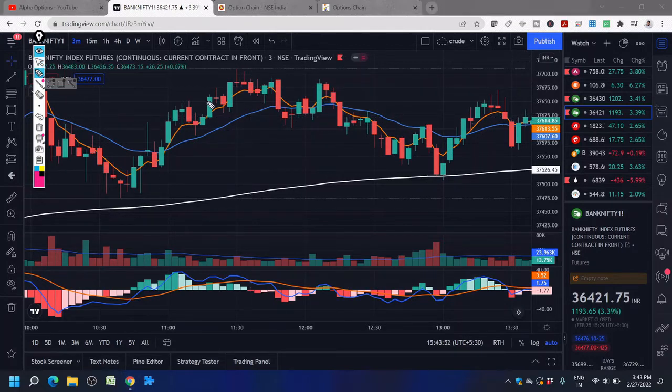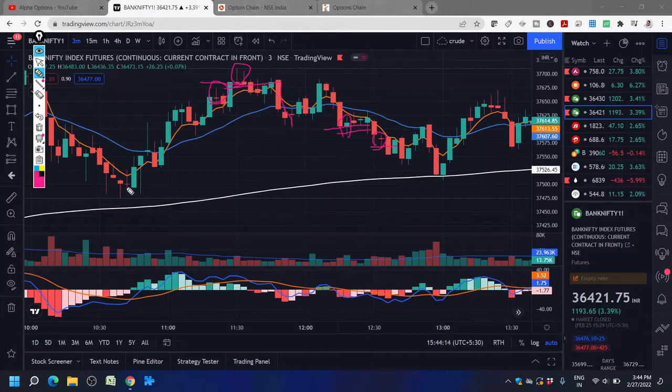See this? This is a fake entry, your stop loss is hit. This is a decent entry, stop loss is not hit. And again this is touching. This is again an entry where stop loss is hit. Stop loss hit.